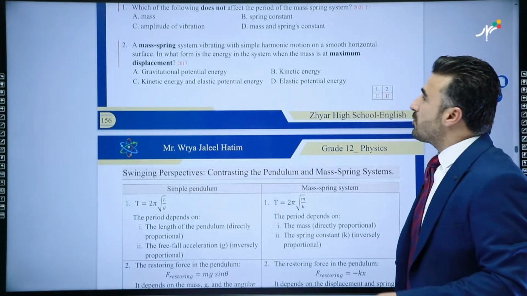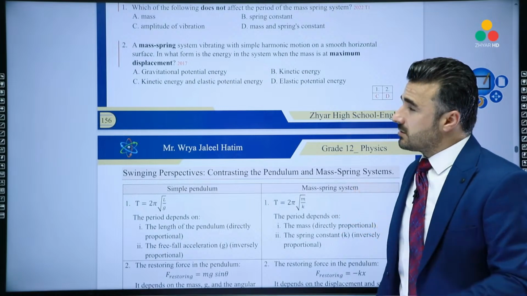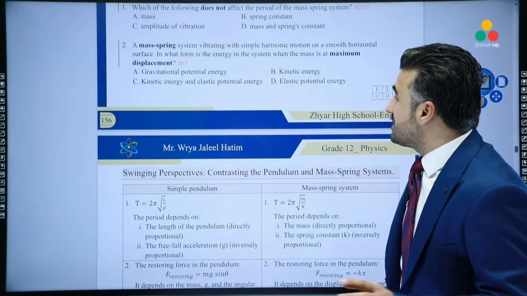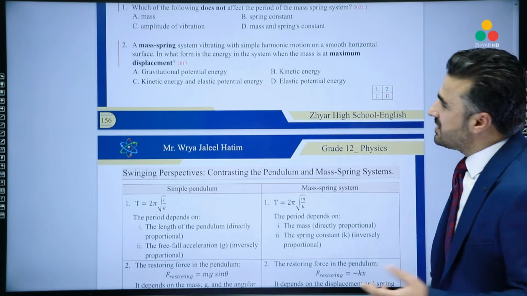Now take a look at the second question. It says a mass spring system is vibrating with simple harmonic motion on a smooth horizontal surface. In what form is the energy in the system when the mass is at maximum displacement?